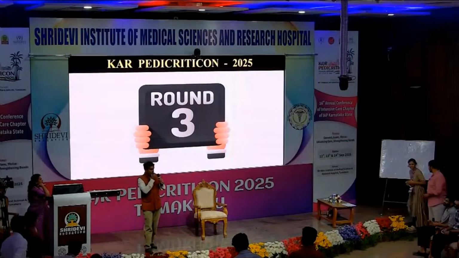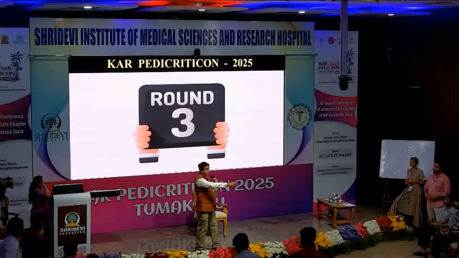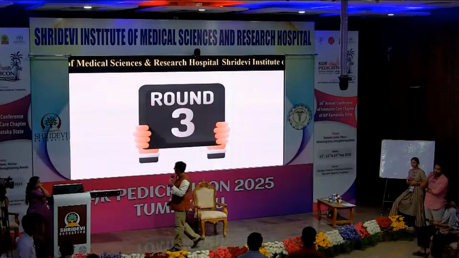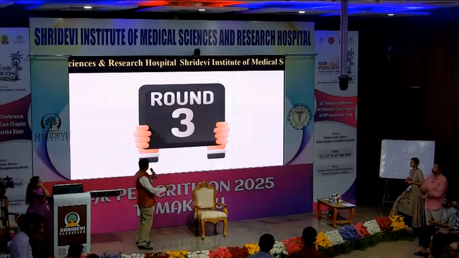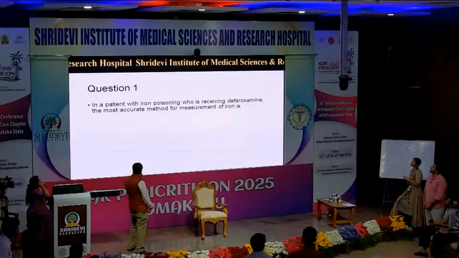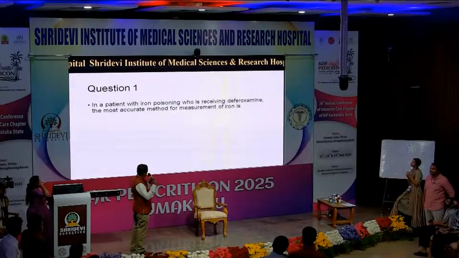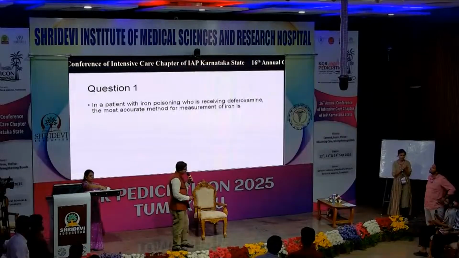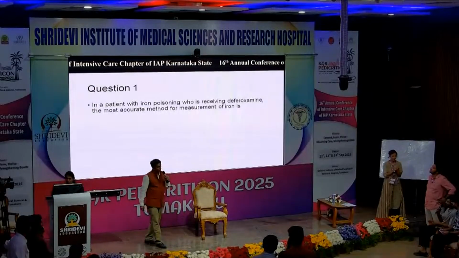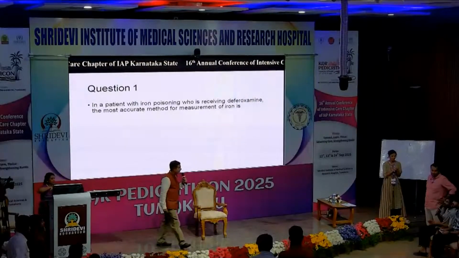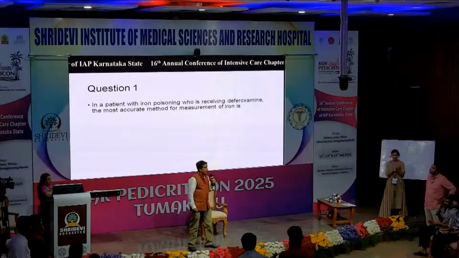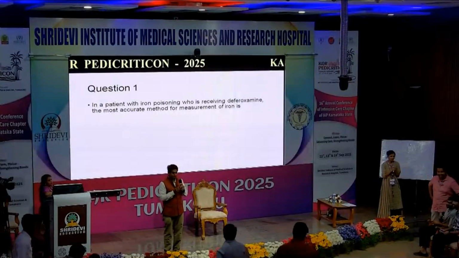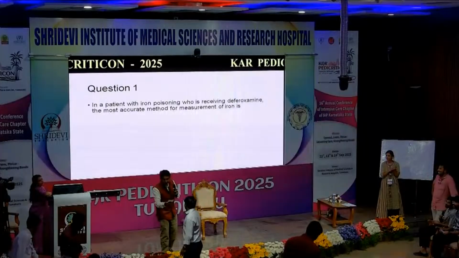Ready? So the next round will start from E. It will go anti-clockwise. So 2 rounds of anti-clockwise. Your time starts now. This is your question. In a patient with iron poisoning who is receiving desferoxamine, the most accurate method for measurement of iron is. TIBC, total iron binding capacity. Okay. Others have written down. Please give your slips. Serum ferritin.